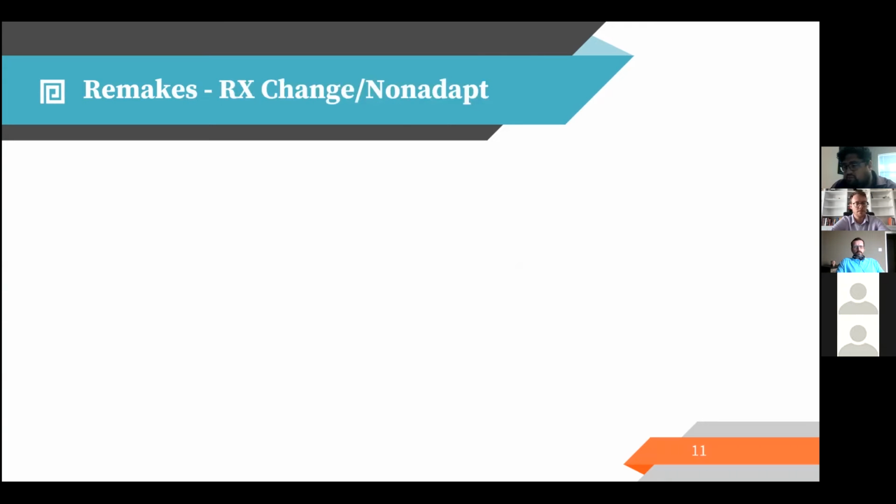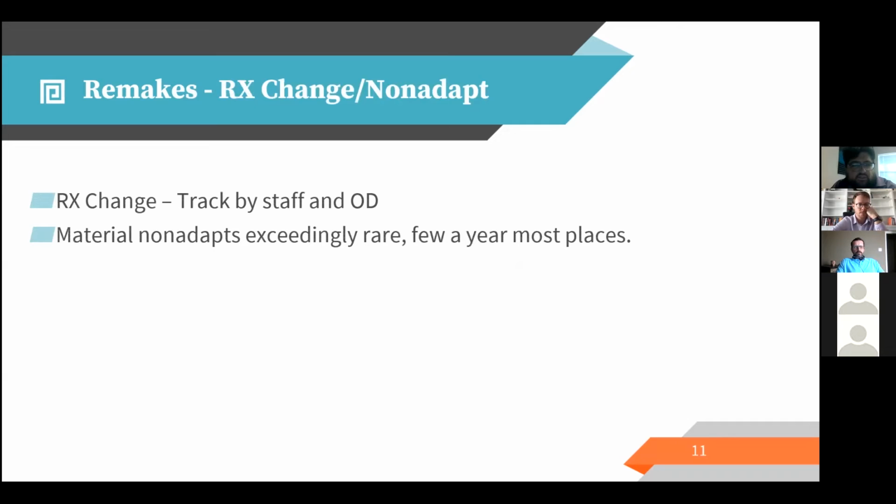And then last up, non-adapts in general and RX changes in general; they tend to be related in terms of source reasons why we see a jump in this type of remake. So with RX change, this is where tracking by OD can be useful, if you're having a communication issue or maybe you need some sort of documentation or other change, and by staff. If somebody is constantly attributing an RX change issue, they may need to be retrained on that particular issue.